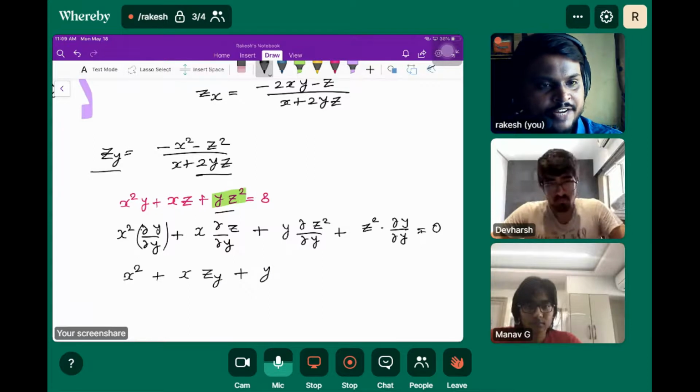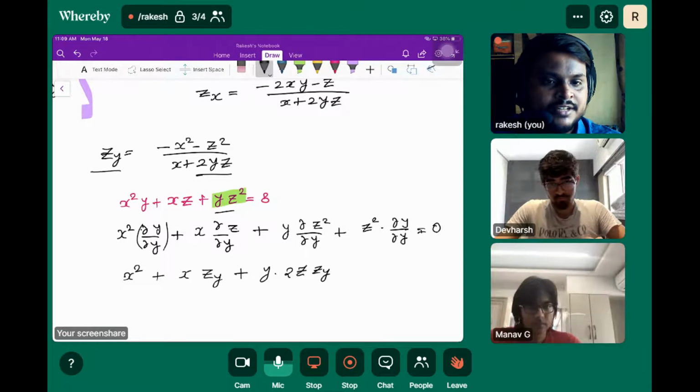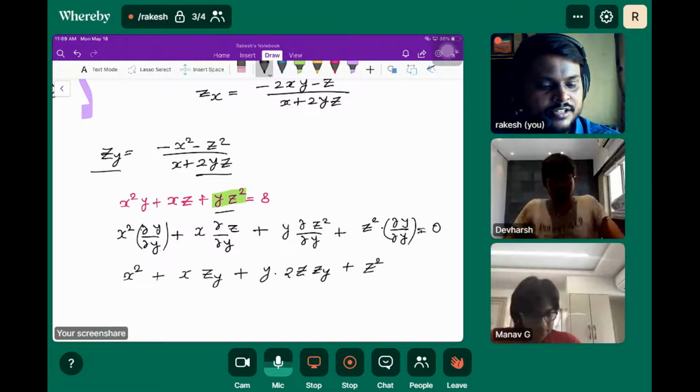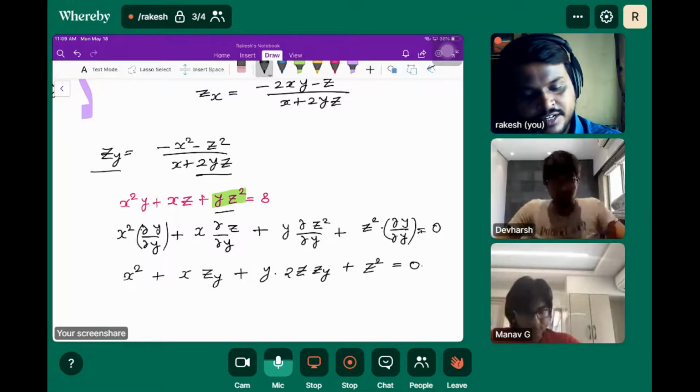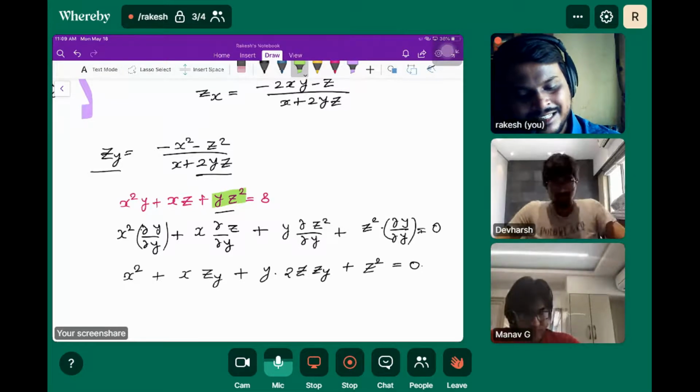What would be the derivative of z square with respect to y? That would be 2z zy. Am I clear? Plus z square, this is 1, is equal to 0, right? So we will take the zy terms together.